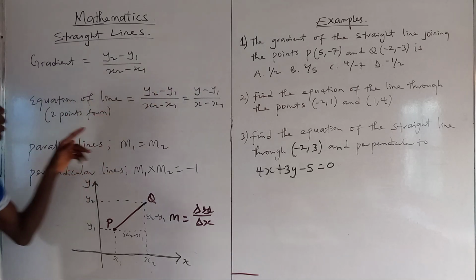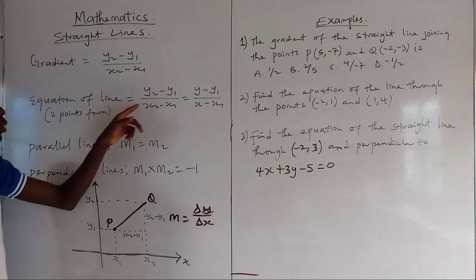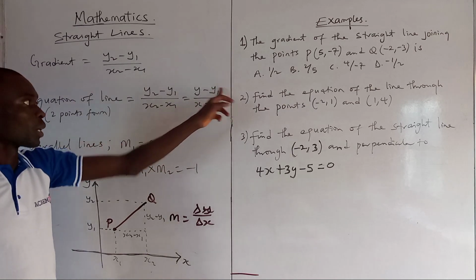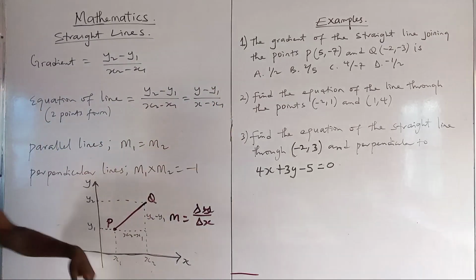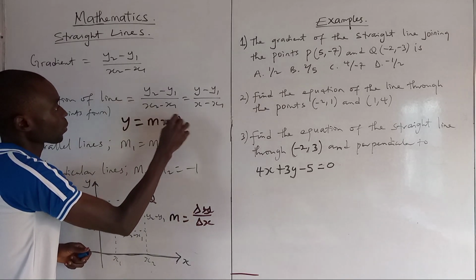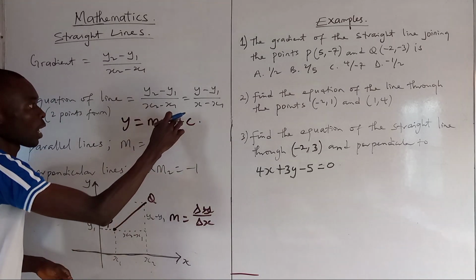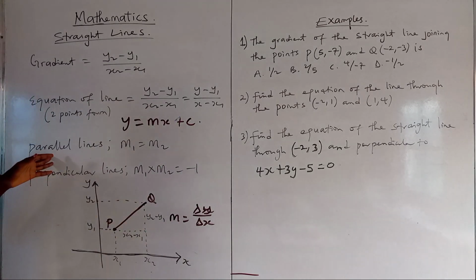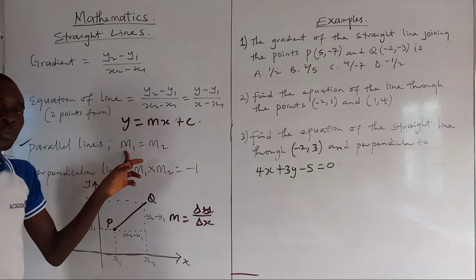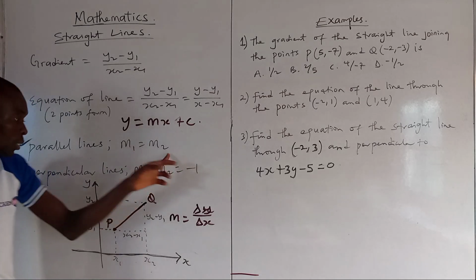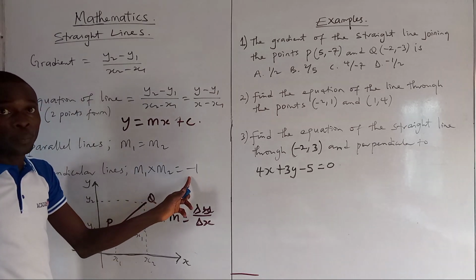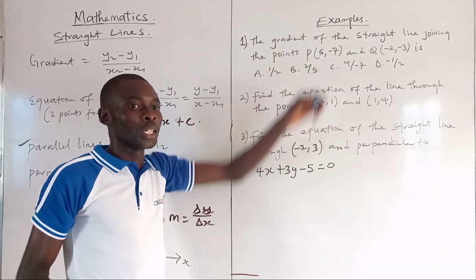Whereas the equation of the straight line is going to be y2 minus y1 over x2 minus x1 equated to y minus y1 over x minus x1. We also have the slope intercept form, which is y equals mx plus c. We might take a look at this as time goes on. However, if two lines are parallel, their gradients are equal. So m1 signifies the gradient of the first one, m2 signifies the gradient of the second one. And if two lines are perpendicular, the product of their gradients is equal to minus 1. We are going to see all this in the examples.